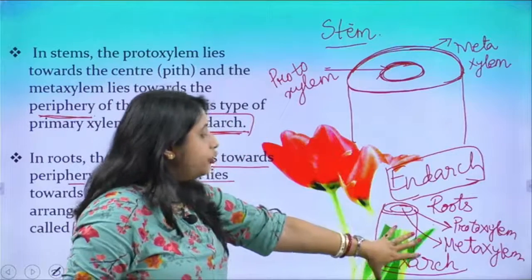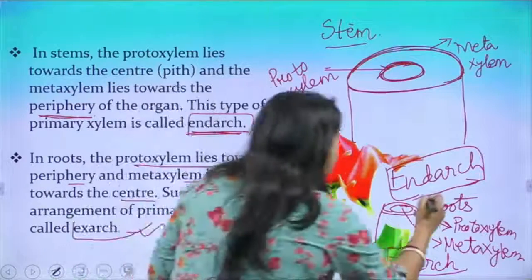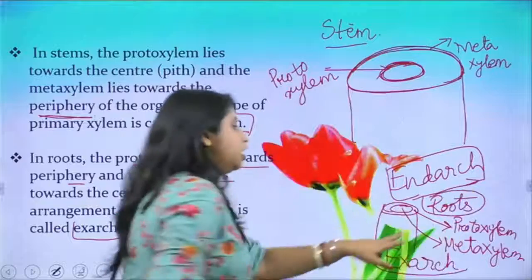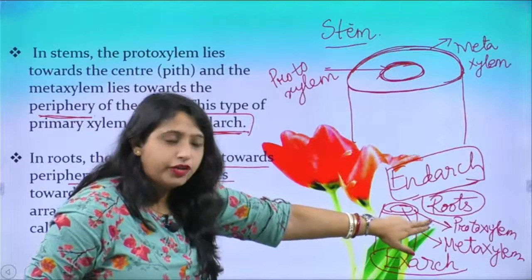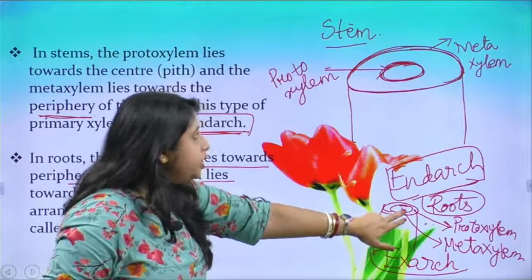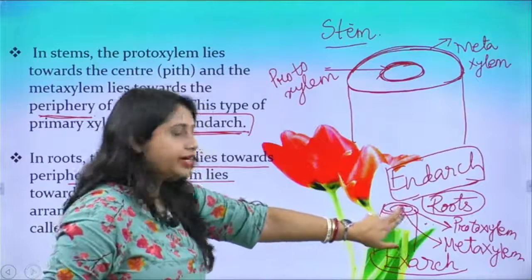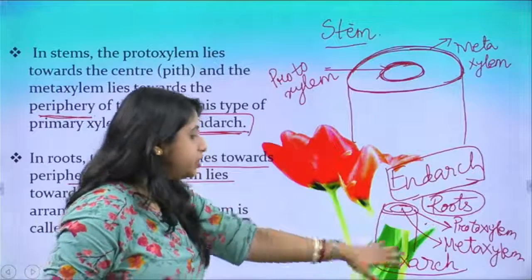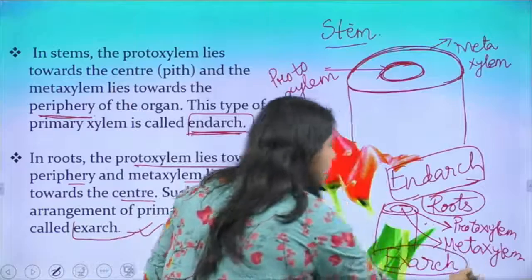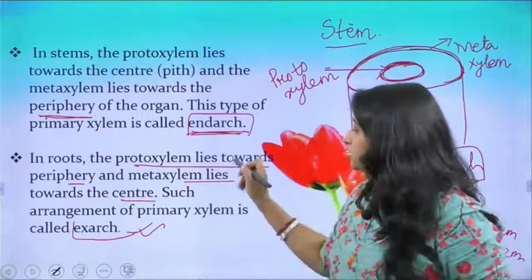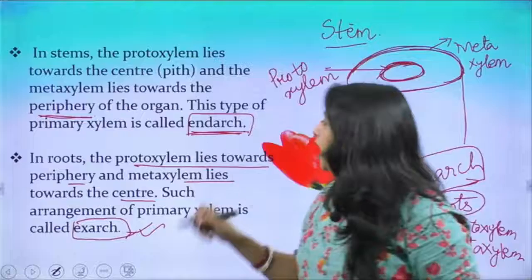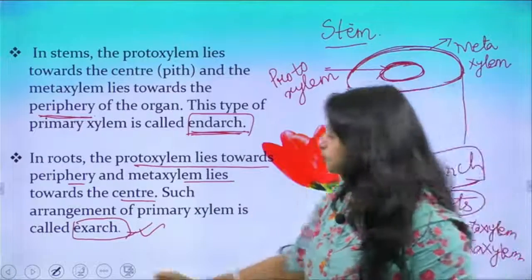And in case of the roots, how is it? In case of the roots, the protoxylem will be lying in the periphery and the metaxylem will be in the center. As you can see, the metaxylem is in the center, and this arrangement is known as exarch. Is that clear? So this is the definition of endarch and exarch.